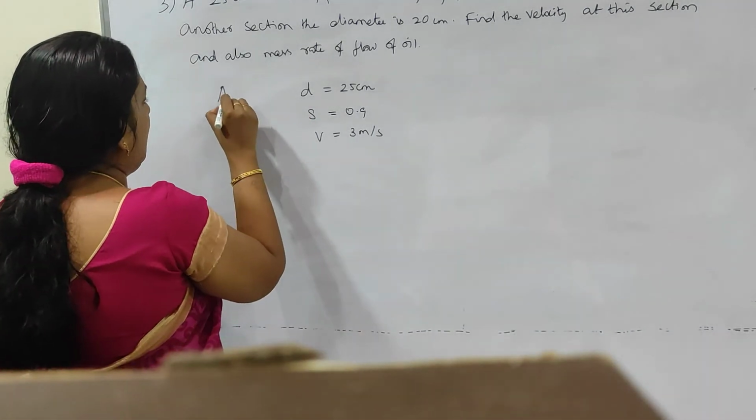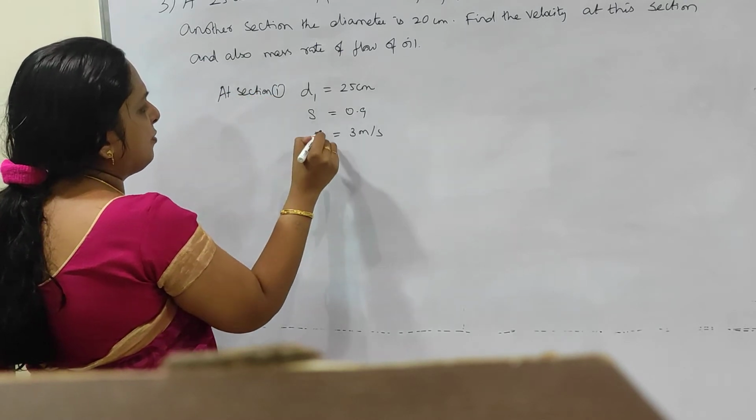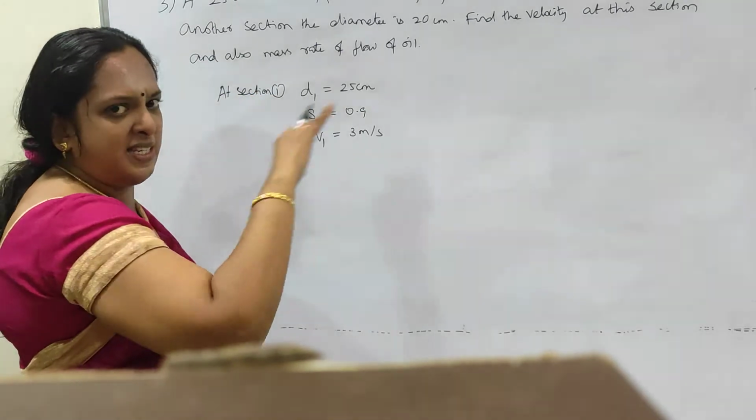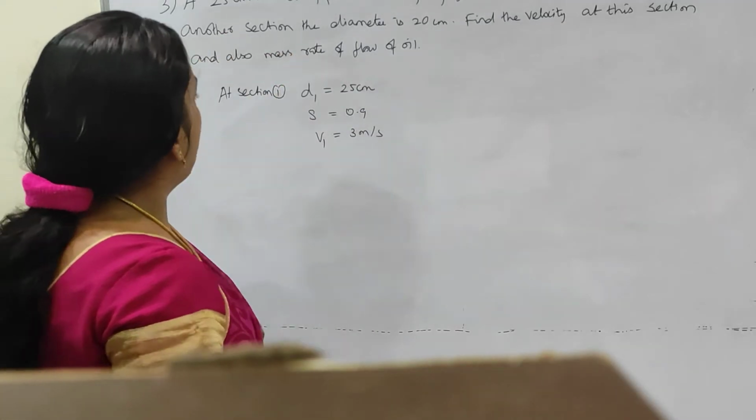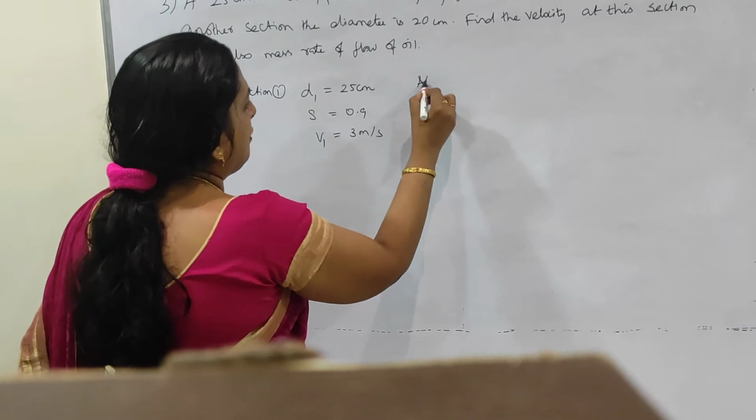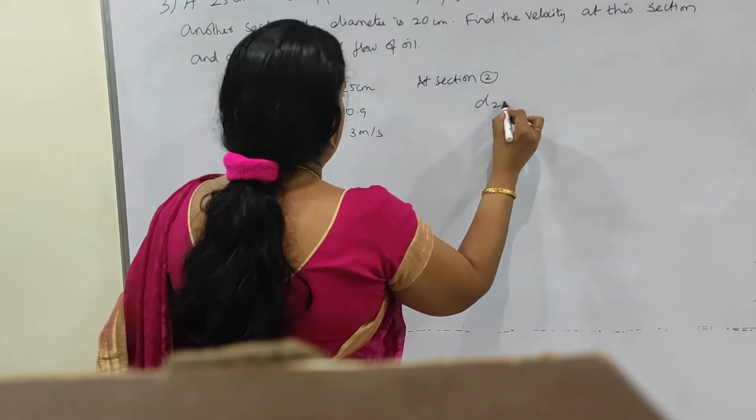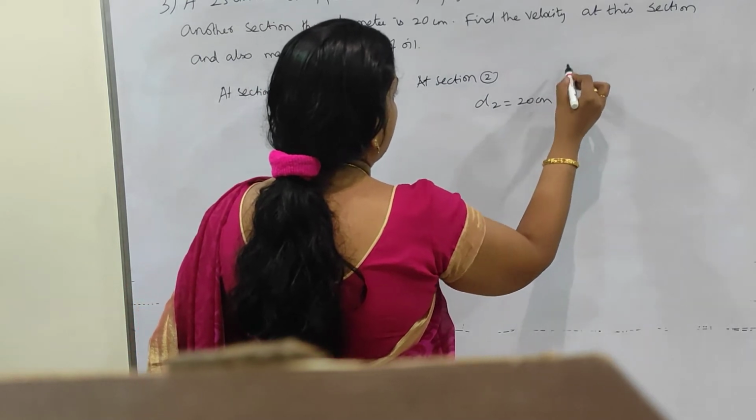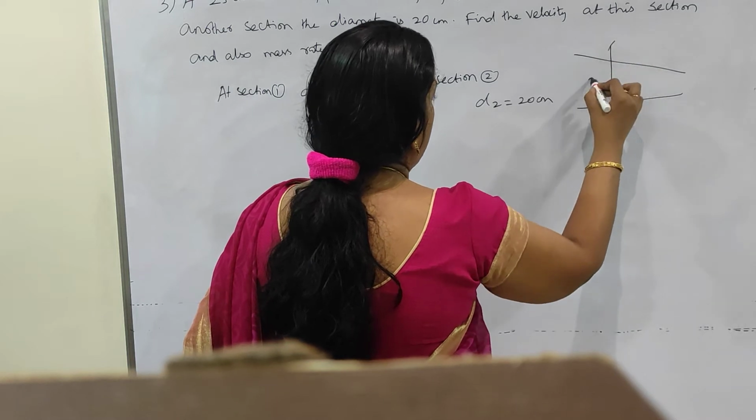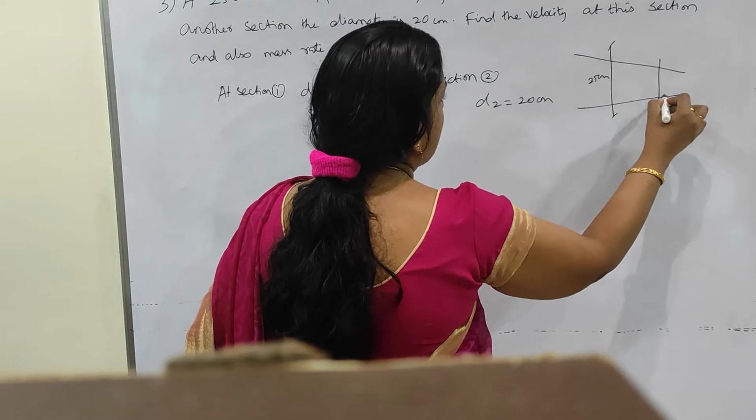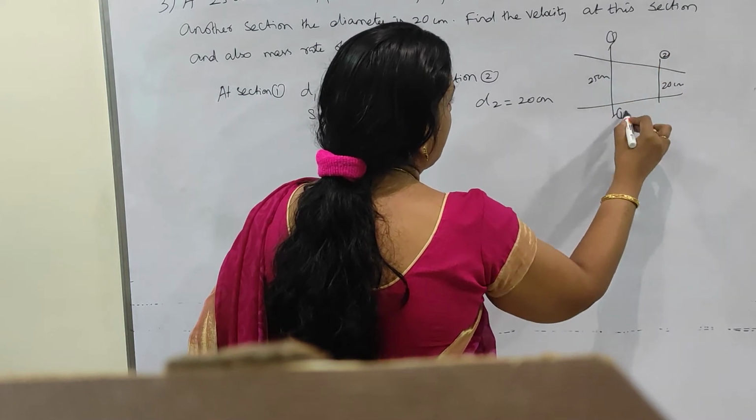So let that be section 1. Everything is with respect to section 1. Specific gravity is the same because it's going through the same pipe. At another section, the diameter is 20 centimeter. So at section 2, the diameter is 20 centimeters. It goes like this. So this is 25 centimeter and this is my 20 centimeter. This is section 2 and this is my section 1.